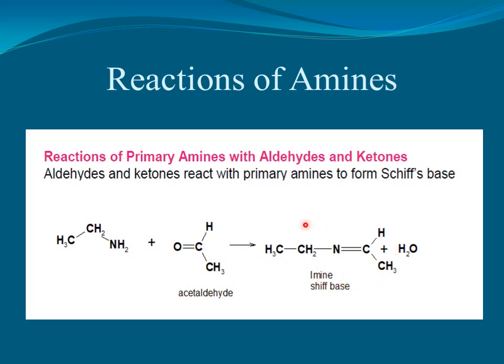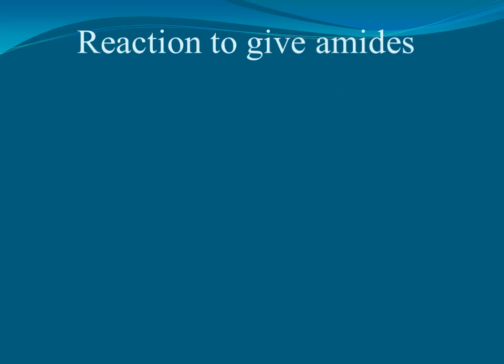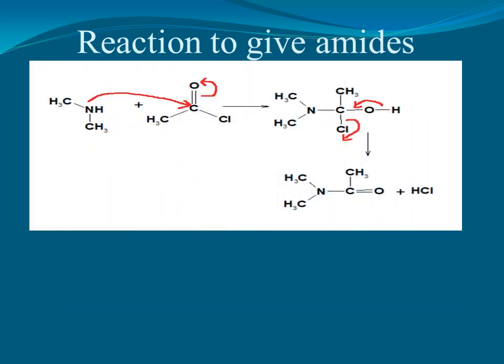Now students, let us see the reactions of amines to give amides. When an amine reacts with acyl chloride, it is going to give an amide. Now students, this is a secondary amine. When it reacts with acyl chloride, the lone pair is going to attack this electrophilic carbon and this pi bond will be broken, giving a negative charge to the oxygen. That oxygen is going to attach to this hydrogen, giving you this complex.